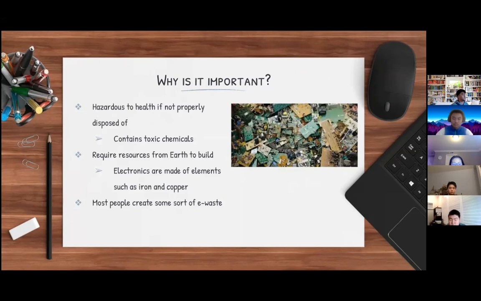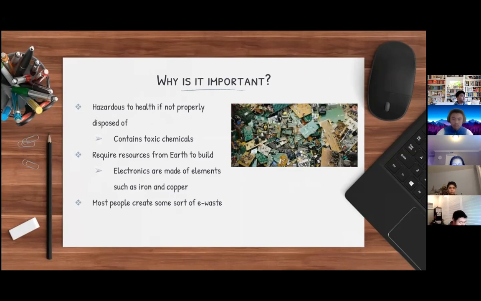Why is e-waste important? E-waste is important in many ways. One of the most important aspects of e-waste is that it is hazardous to the human body. These electronics contain high levels of toxic chemicals. For some of these chemicals, once they touch the skin, you will need to be sent to the hospital.